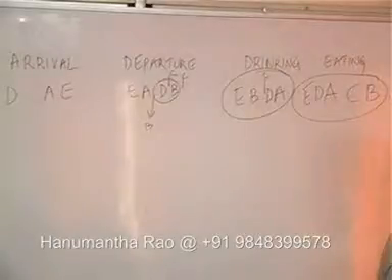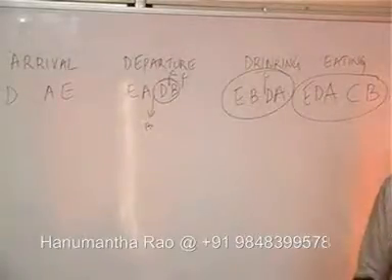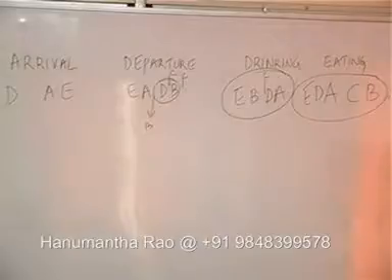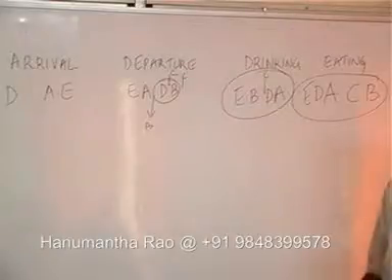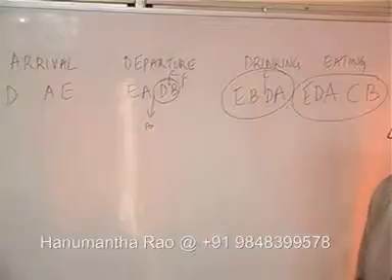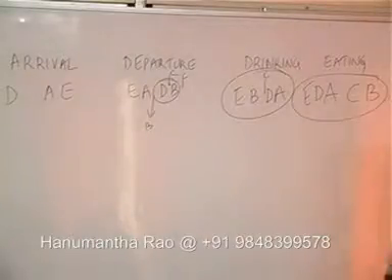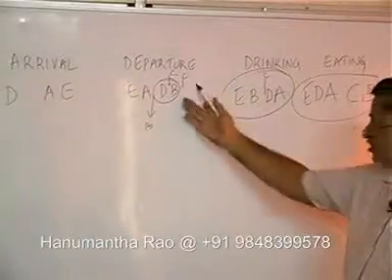D cannot be determined. Who went the earliest? Departure. Can you say? Cannot be determined. Who was the last person to go? Last person to go also cannot be determined.